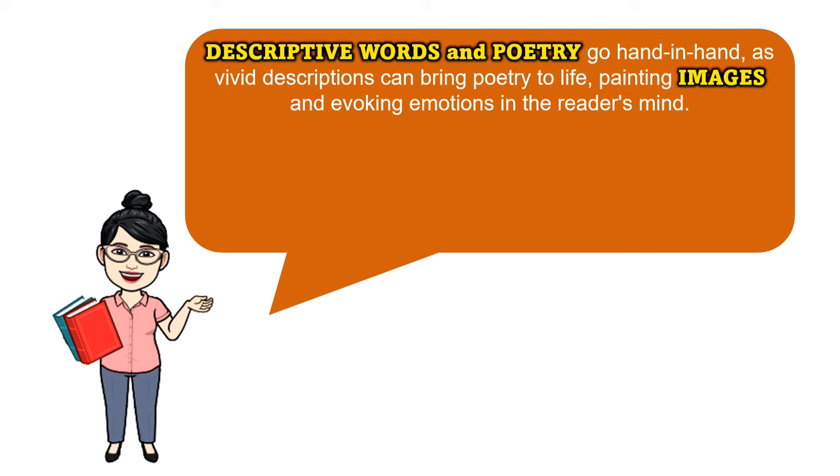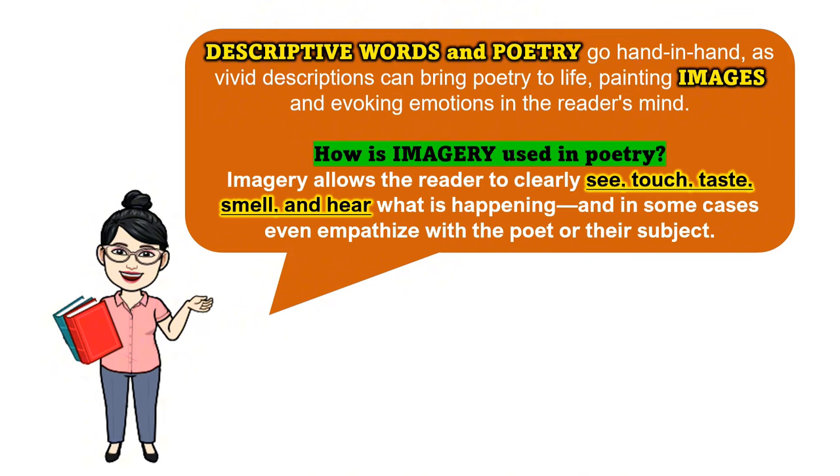Now, talking about painting images in poetry, imagery is a vivid and vibrant form of description that appeals to readers' senses and imagination. How is imagery used in poetry? Imagery allows the reader to clearly see, touch, taste, smell, and hear what is happening, and in some cases, even empathize with a poet or their subject.